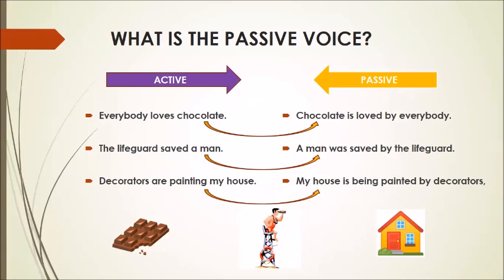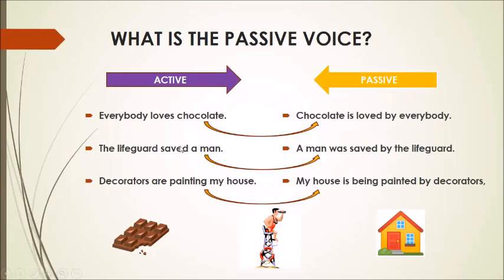Everybody loves chocolate. As you can see in this sentence, we have the subject, that is everybody, the verb, and then the object. Everybody is more important in this structure because everybody does the action of love. What happened with the passive voice? Chocolate is loved by everybody. As you can see in the second sentence, the most important thing is chocolate. The focus is in the object, not in the person.